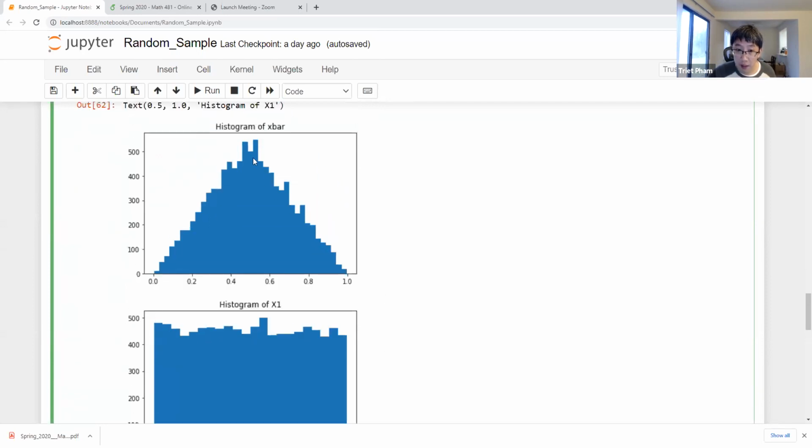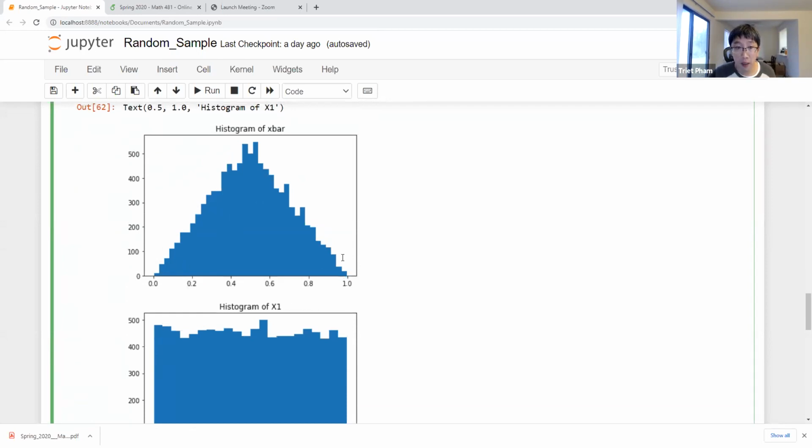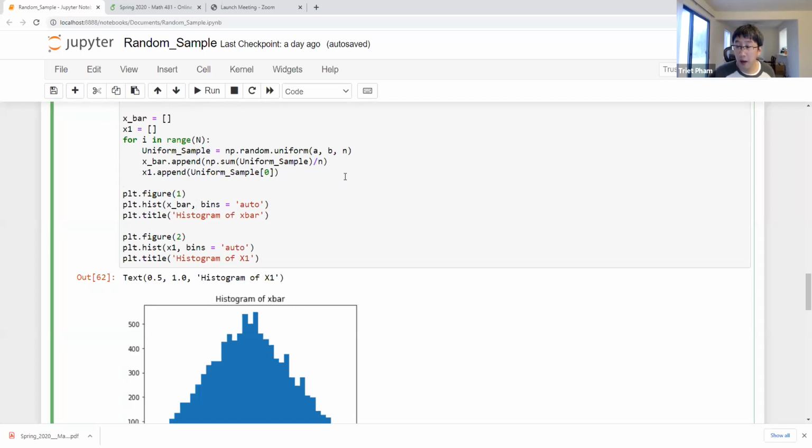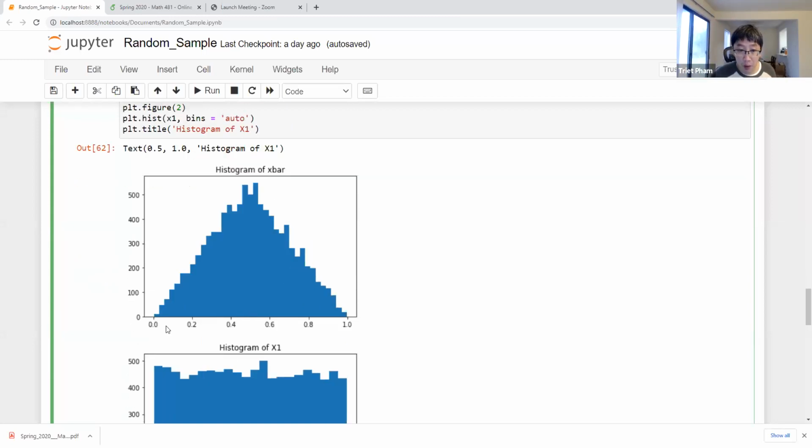So this hopefully brings home to you that the X bar of uniforms is not uniform. It has a tent shape. The tent is from 0 to 1 rather than from 0 to 2 because we already divide by 2. Usually the question you see is summing 2 uniforms from 0 to 1, you get a tent shape from 0 to 2. But here we do X bar, so we divide by 2, so we get 0 to 1. But the shape is a tent shape.